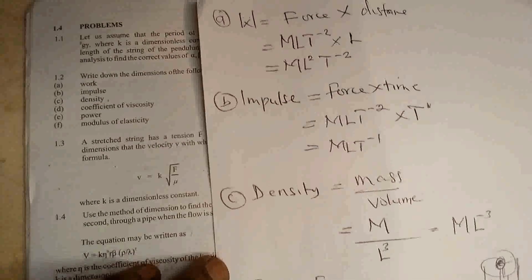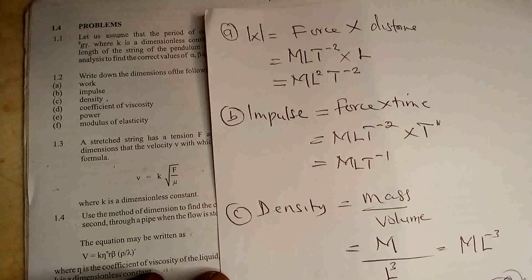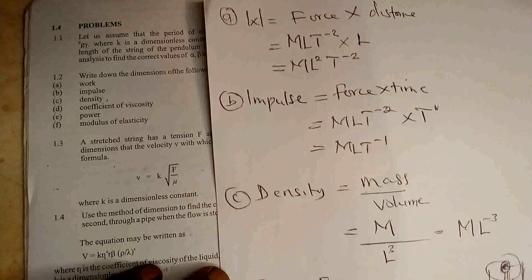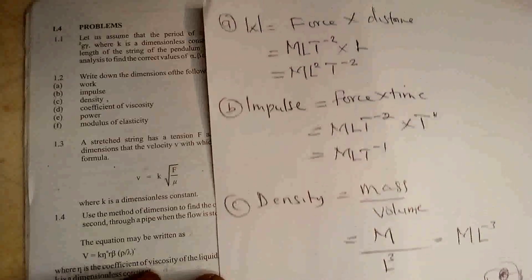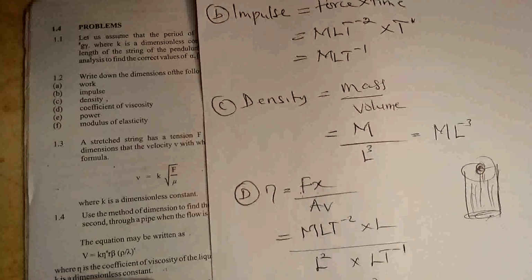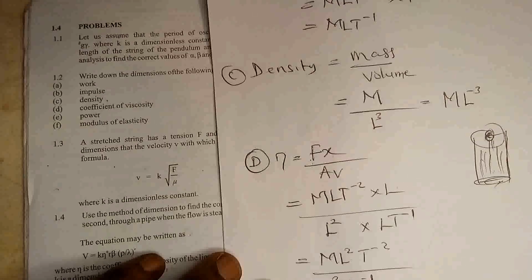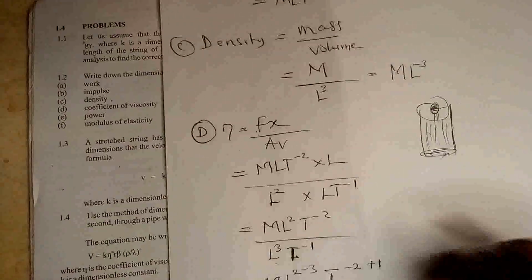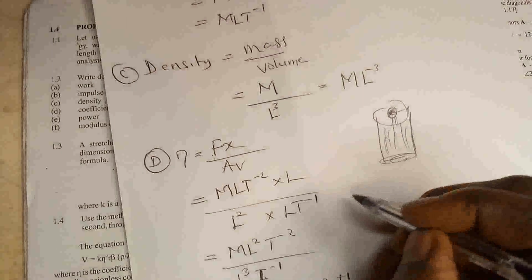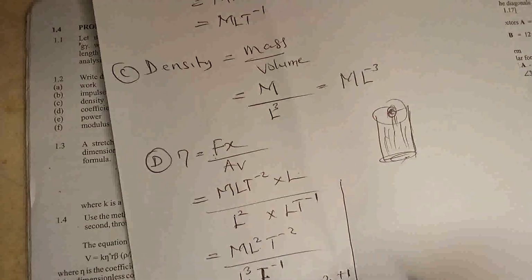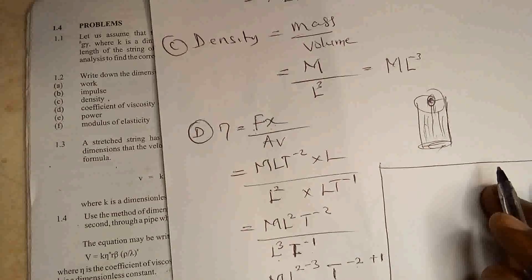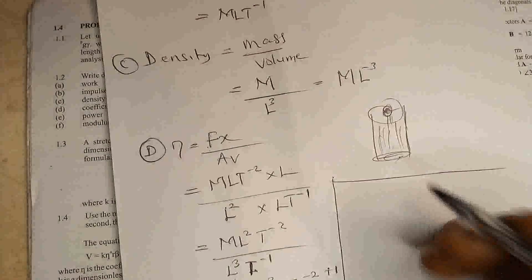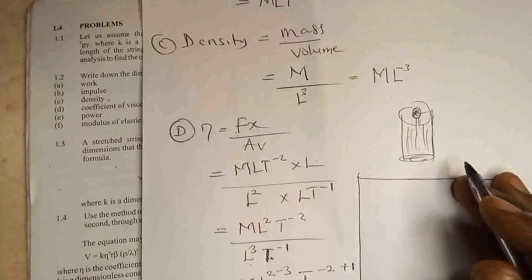That is the dimension for work, dimension for power, dimension for impulse, dimension for density, dimension for coefficient of viscosity. So in order to minimize space, permit me to use this way. All right, just get the solvings and the process taken. Just know the formula for each of these things, and I think you are good to go with that.